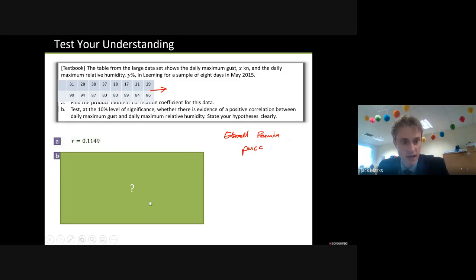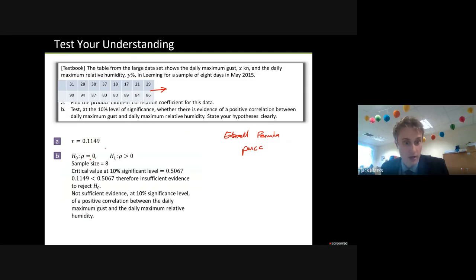Okay, so you should get a value of 0.1149. You might notice already that sounds very low, especially for 8 pieces of data. So I would be surprised if we can reject the null hypothesis. I think we're probably going to be accepting, but let's have a look.